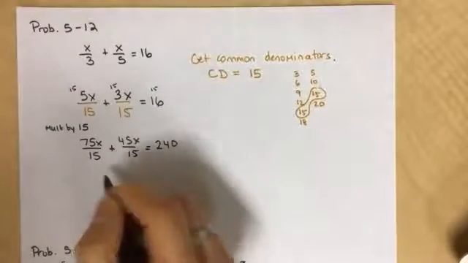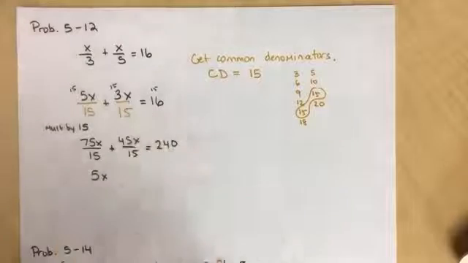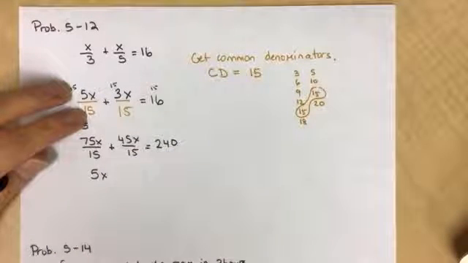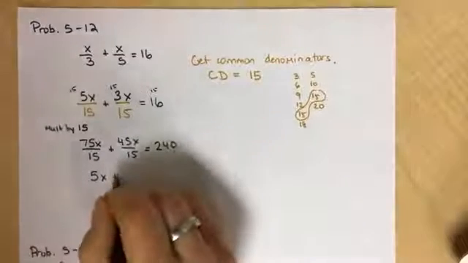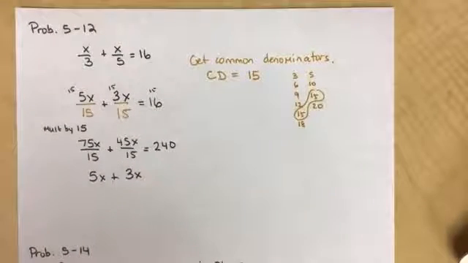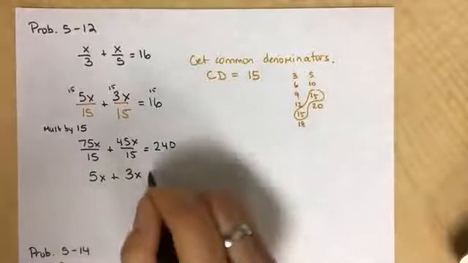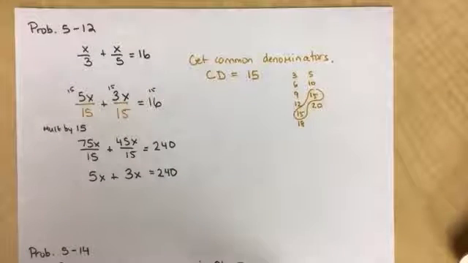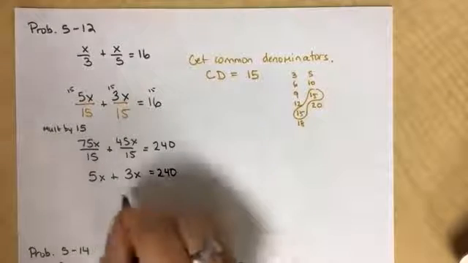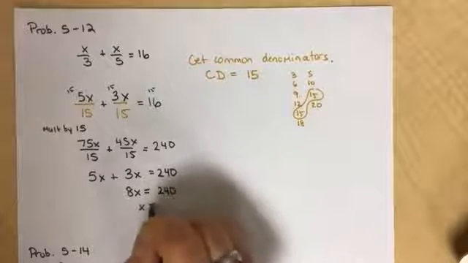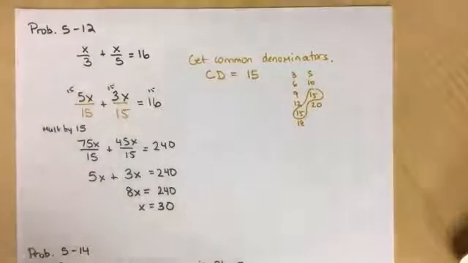Now 75x over 15 is 5x. Wait a second, hold up. The answer ends up just being the numerator? Yeah, because 45 divided by 15 is 3. Oh, that's interesting. I could have saved myself some grief and some extra multiplication. Huh. So I'll add my like terms, and I'll divide by 8, and there we go.